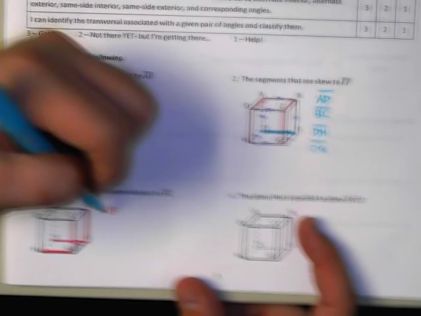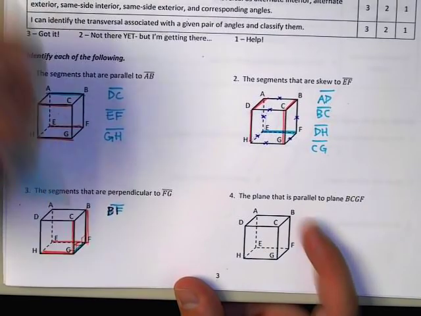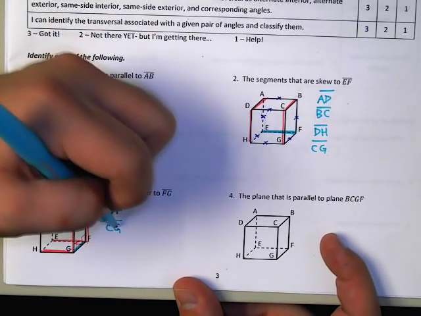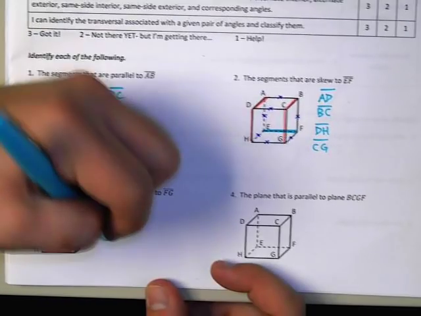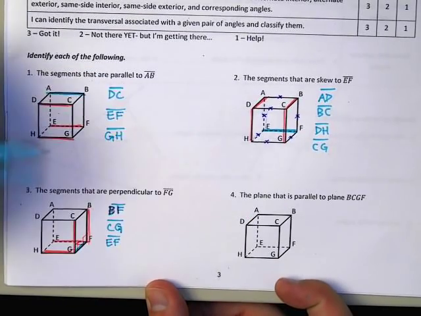Let's go back to blue. BF, CG, EF, and HG.